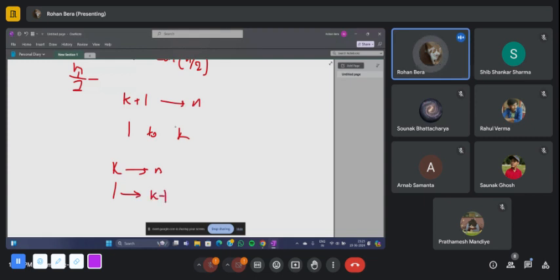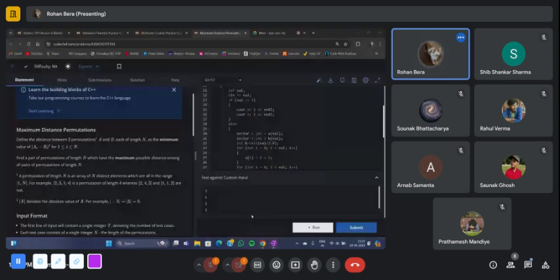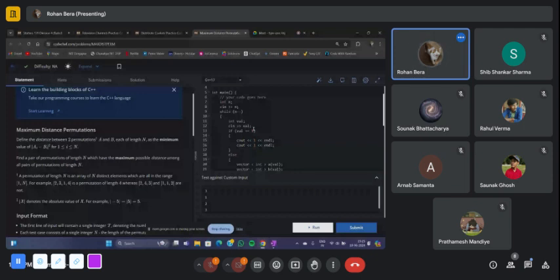By arranging the second array in these two ways, I can get the maximum possible distance. So let's look at the code. For the case where the number of elements is 1, I'll simply write 1 and 1.